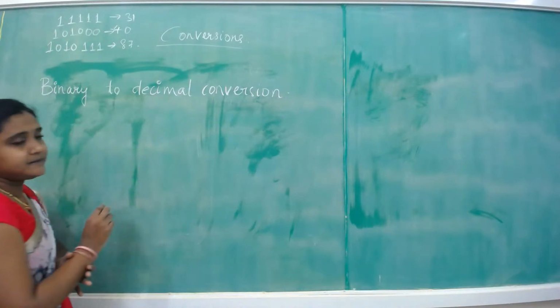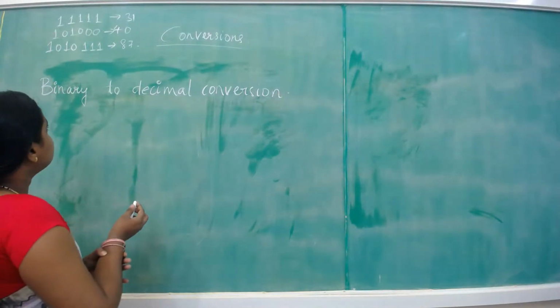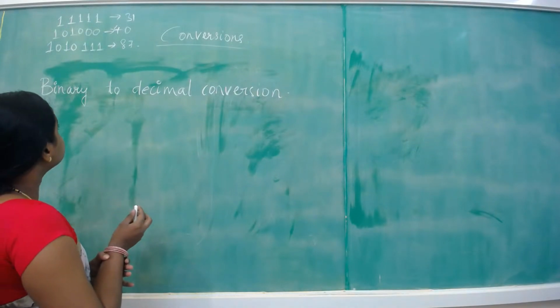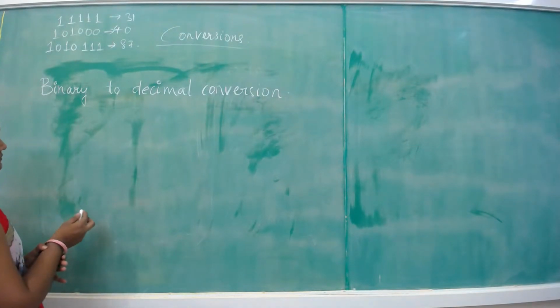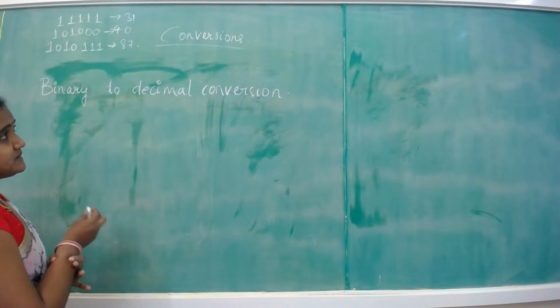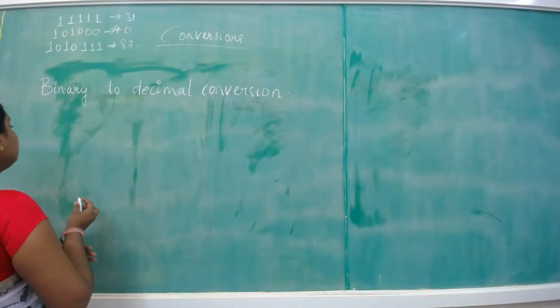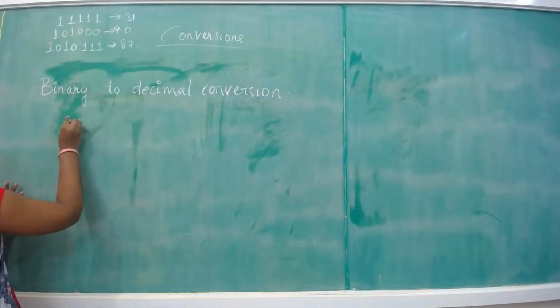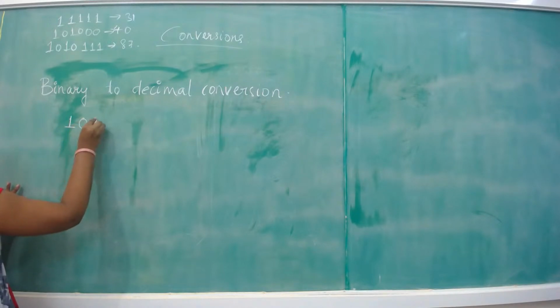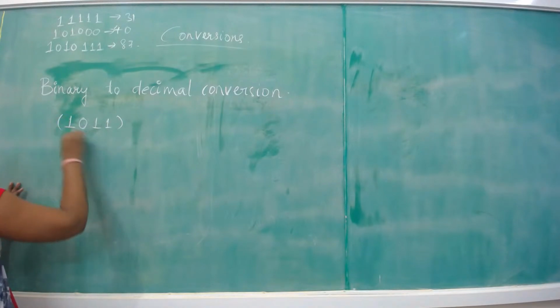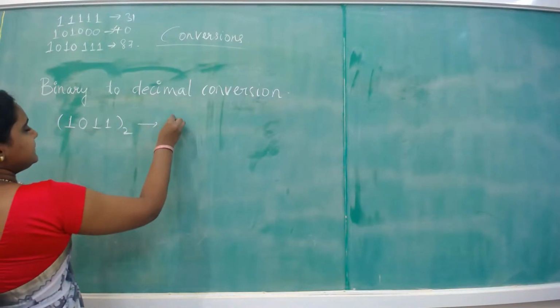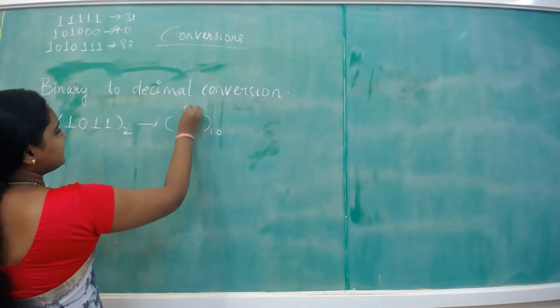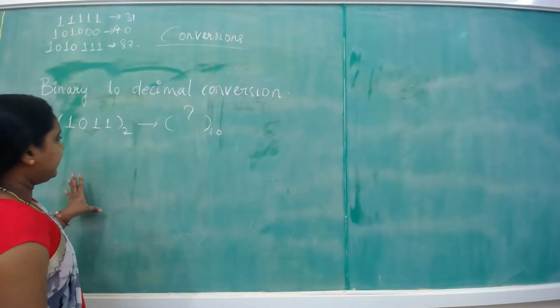Okay, so binary to decimal conversion. So we require a binary number here. Before taking those examples, I will start with the 4-digit number, that is 1011, base 2. Convert it to its decimal equivalent.